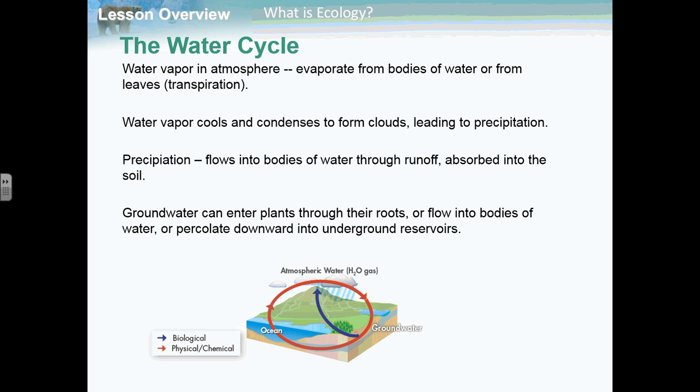And that process of evaporation from leaves is called transpiration. And we know that that water vapor, when it starts to cool, begins to condense, and that condensation then forms clouds and then ultimately can lead to precipitation.